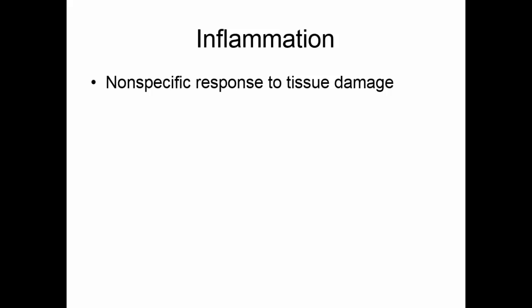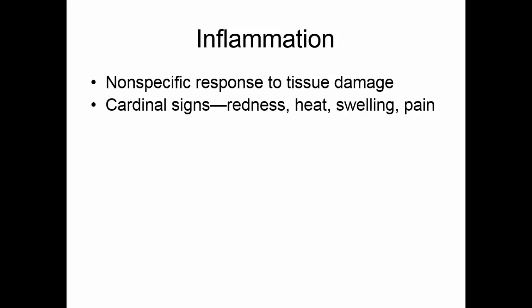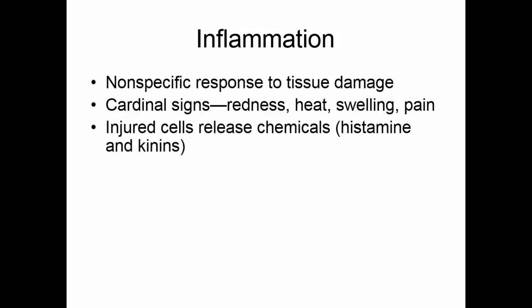Inflammation is another part of your second line of defense. It's a nonspecific response to tissue damage. The cardinal signs are redness, heat, swelling, and pain in the area of the inflammation. Inflammation comes about because injured cells release a group of chemicals. Histamine is the primary chemical, but there is another group of chemicals known as kinins. These chemicals start the inflammation process.